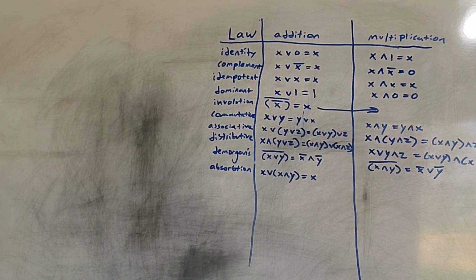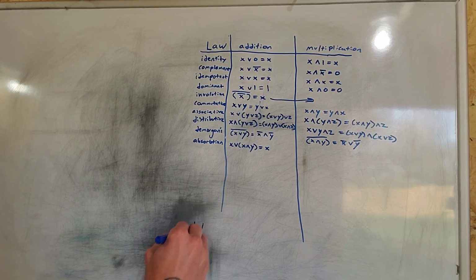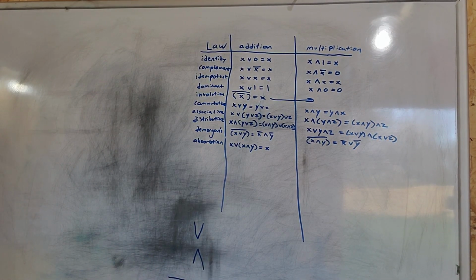I probably should have mentioned this sooner, but the V represents OR, and the inverted V represents AND. And then of course the lines over a variable represent negation.